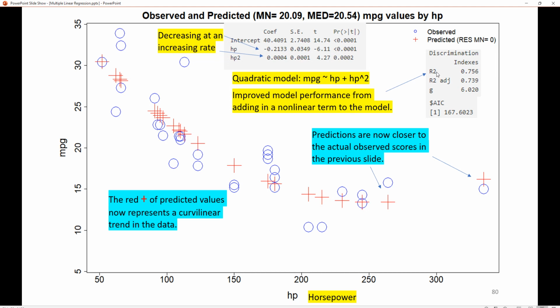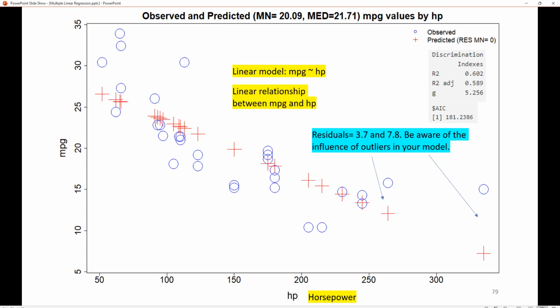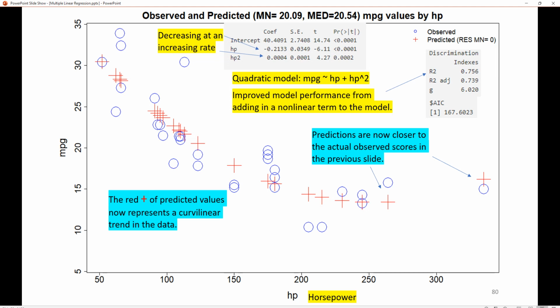So we see that R-square went from 0.602 in this last graph to 0.756. That's a really big jump, 16 points. And we see the AIC below that go down to 167, and we have the adjusted R-square value close to the regular R-square. So this is a better fitting model, and you can see how close the predicted values are. If you can picture connecting all these red pluses together, then you'd get that trend line, that regression line. And you can see how this begins to fit the data better.